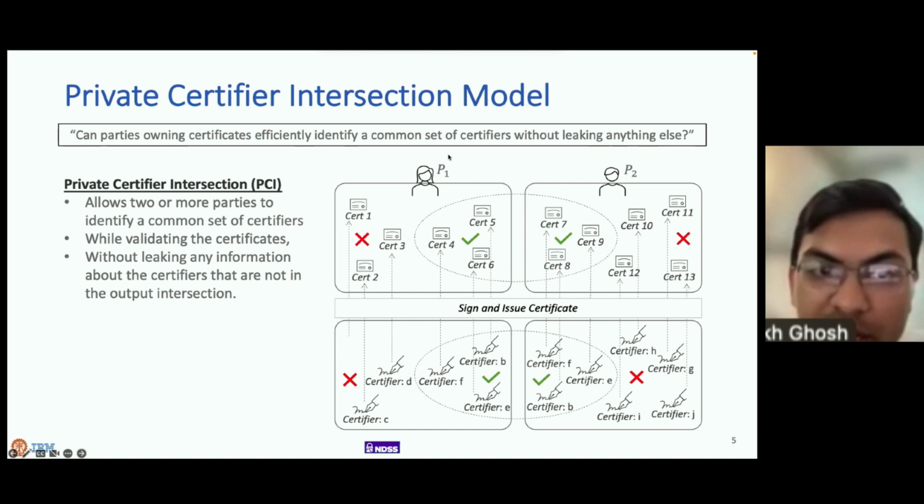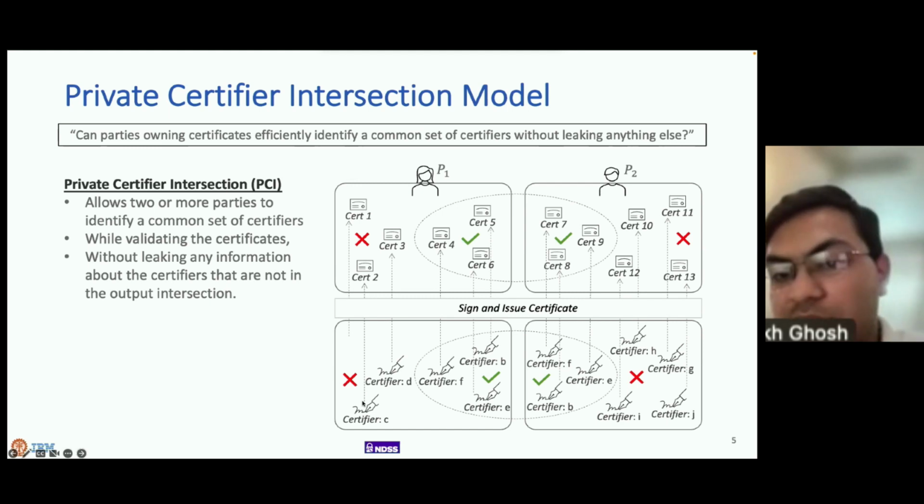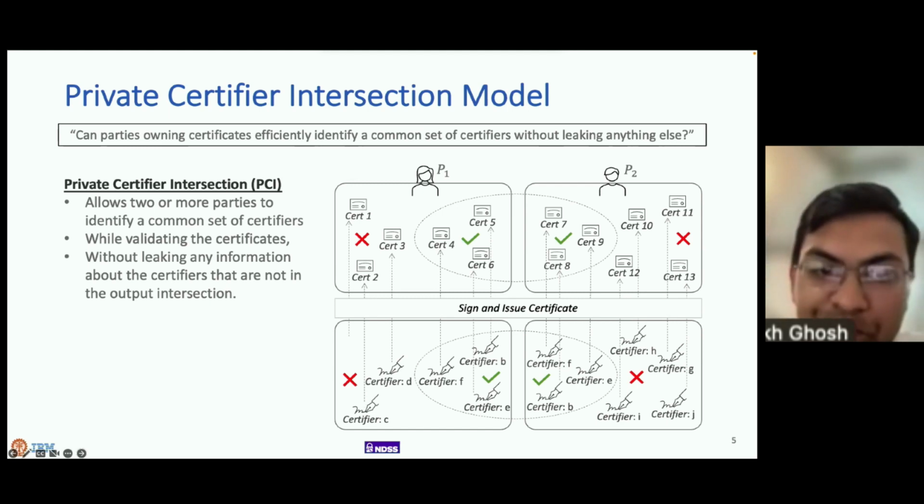So the problem is to allow two or more parties having a set of certifiers and a set of certificates which are issued by those certifiers to compute the intersection of the certifiers while also validating the certificate. And it has to do all these things without revealing anything which is not in the intersection, that is, without revealing the certificates or the certifiers which are not there in the intersection.